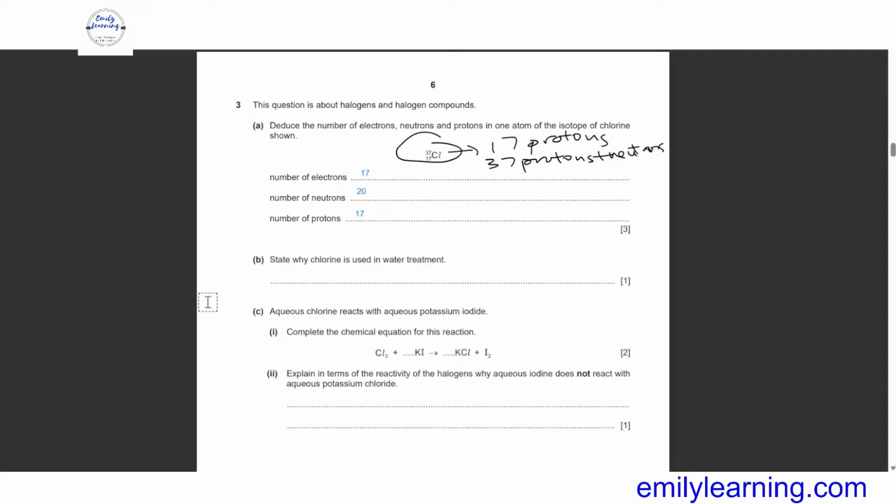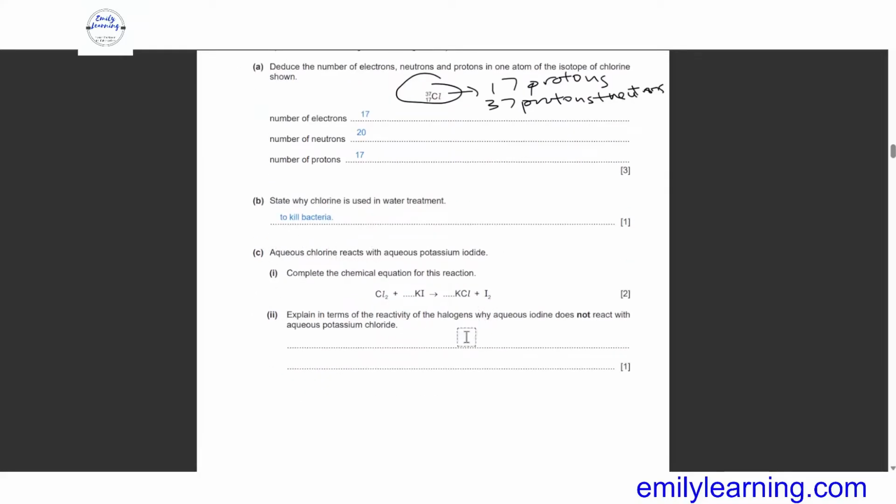Okay. Next, they asked why chlorine is used in water treatment. Well, the reason is because it kills bacteria. So it is to kill bacteria. Okay. Next, part C, aqueous chlorine reacts with aqueous potassium iodide. This is a reaction from periodicity, the group 7 reaction. The more reactive halogen will displace the less reactive halogen from its aqueous solution, from its ion. Complete the chemical equation for this reaction.